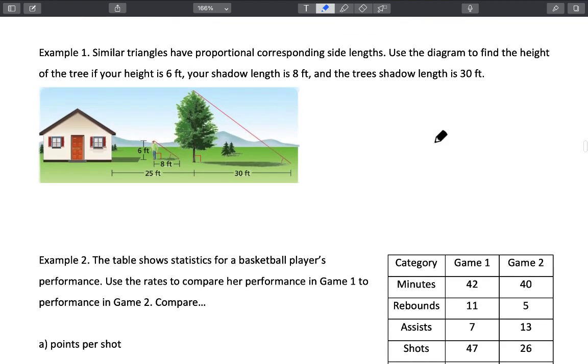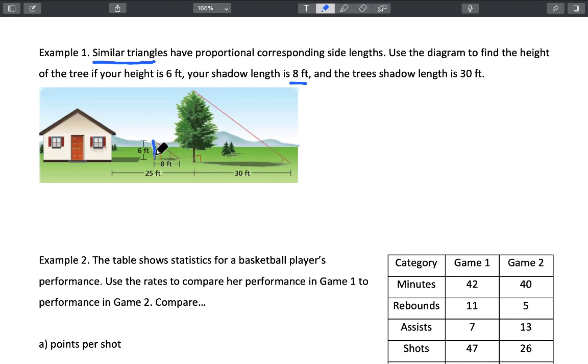All right, in example 1, we're going to take a little bit of a shift here, and we're going to look at proportional relationships. Proportional relationships can help us find lengths of similar triangles. So below it says to use the diagram to find the height of the tree if your height is 6 foot and your shadow length is 8 feet. So if we take a look here at the picture, we got the person here is 6 foot. Their shadow on the ground is 8 foot.